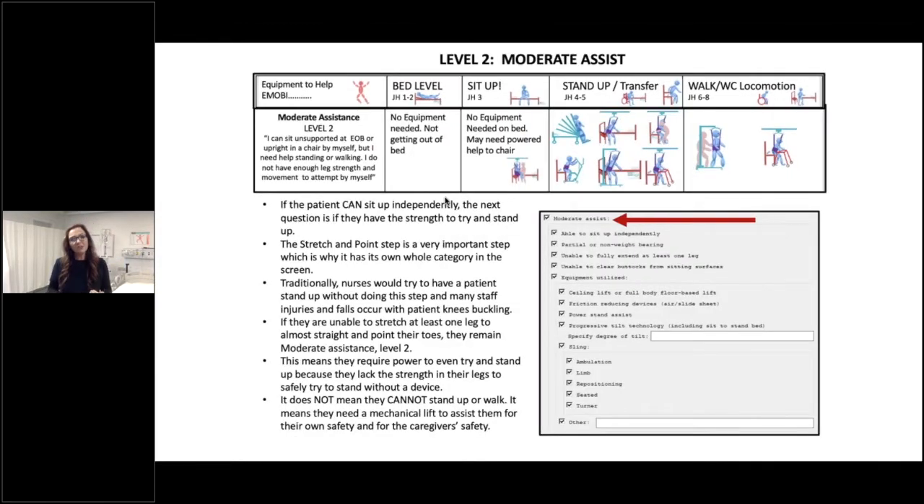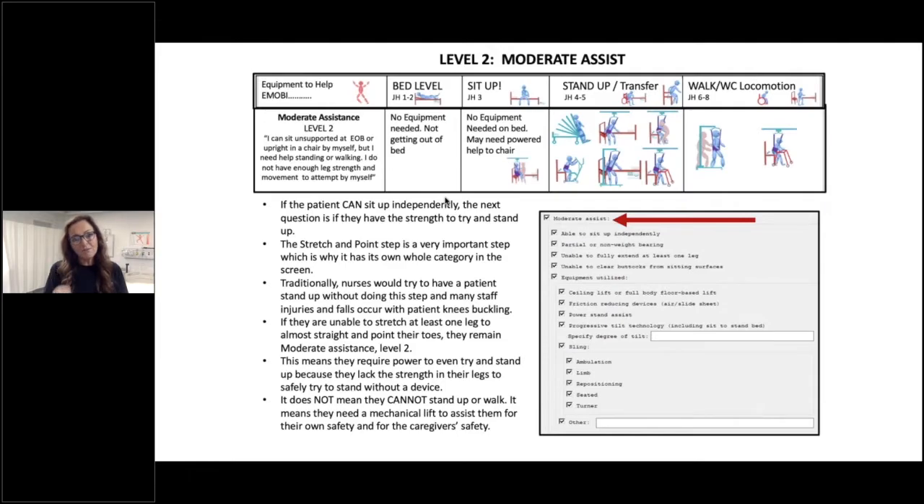So let's suppose your patient has passed that first level. They are now level 2. As soon as the patient passes one test, they move automatically to the next level. And then you're trying to see, can they pass the next test to move to the next level? If the patient can sit up independently, the next question, as we saw in the video, is do they have the strength to try and stand up?